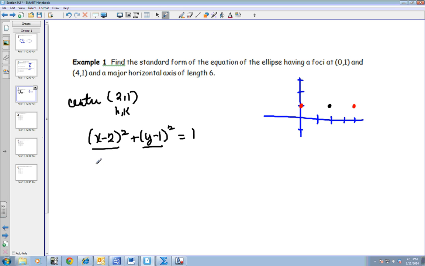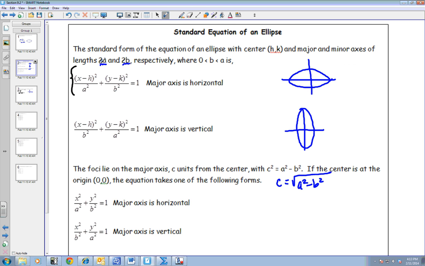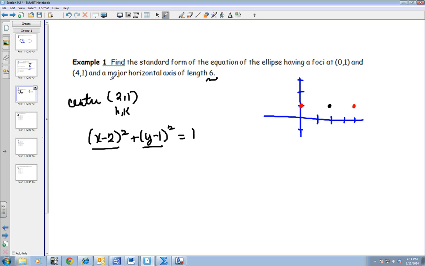Well, we can find a because it told us that the horizontal length is 6. And in our notes, it says that 2a is the length of my major axis. So I know that 2a has to equal 6. That means a is equal to 3. So I know that a is going to go underneath my x's because it's a horizontal major axis. And so my largest number, which is always a squared, goes underneath the x.